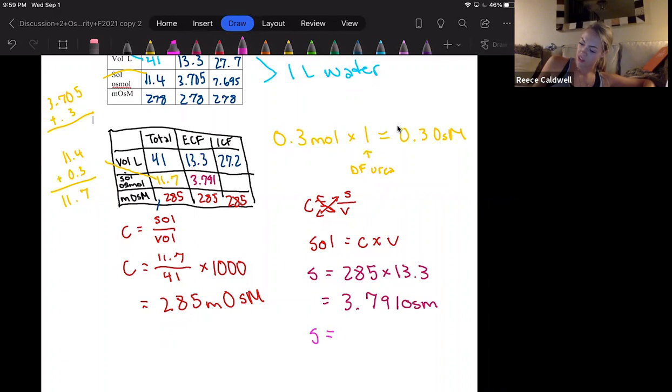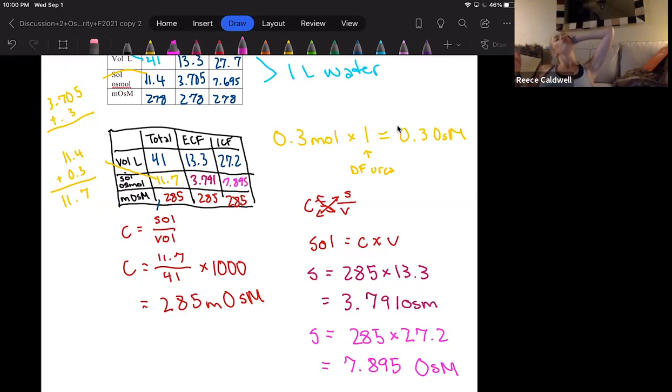And we'll do the exact same thing for the intracellular fluid. Solute equals concentration, 285, times our volume, which is 27.2. And that is going to give us 7.895 osmoles. Whew, I've taught that 3 times today.